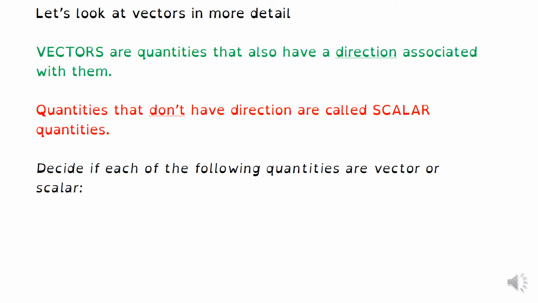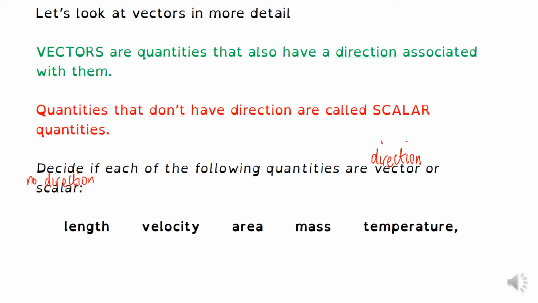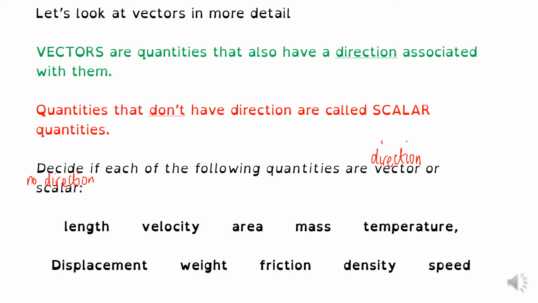I'd like you to decide if each of the following quantities or measurements are vector or scalar. So that means, do they have direction associated with them? So if you're measuring them, do they need a direction or no direction? And the words we have are length, velocity, area, mass, temperature, displacement, weight, friction, density and speed. Now if you're not sure about any of them, just have a guess.